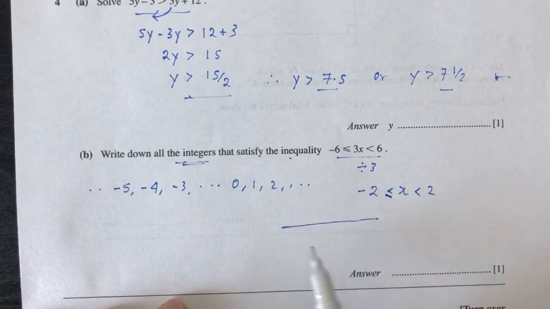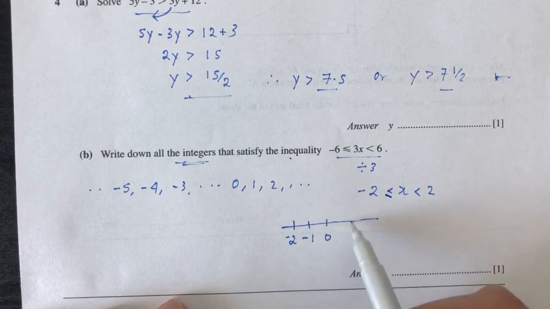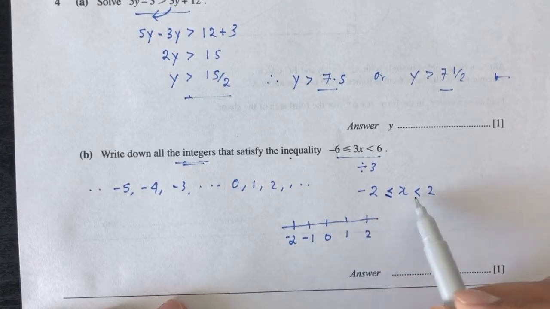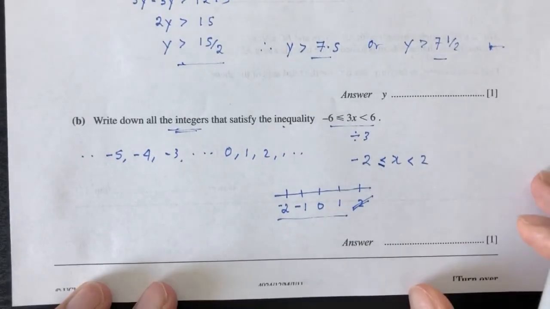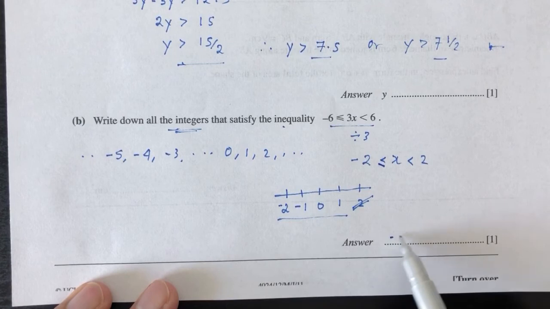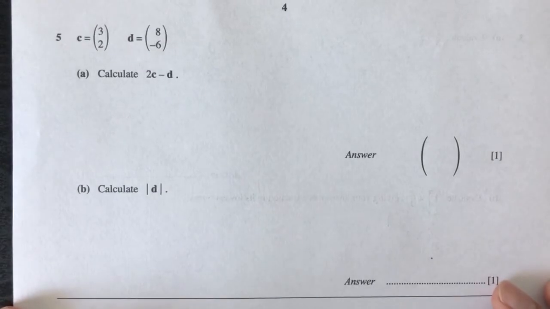It means that x is between minus 2, minus 1, 0, 1, 2. So here we don't have an equal sign, so we don't take 2, and the rest will be the answers of part B, which is minus 2, minus 1, 0, and 1. Okay, so now let's move on to question number 5.